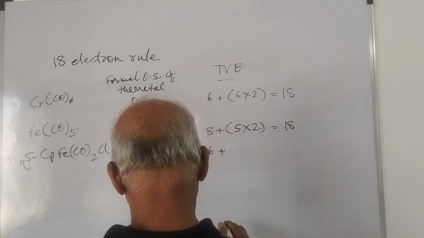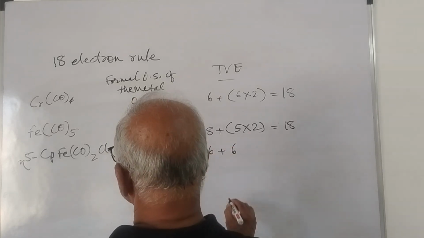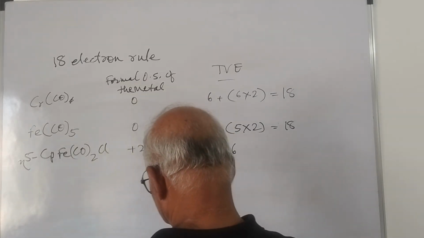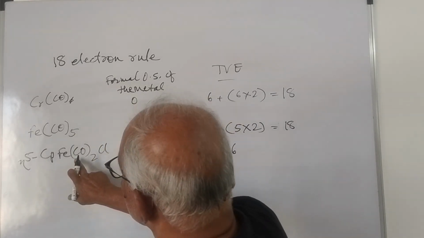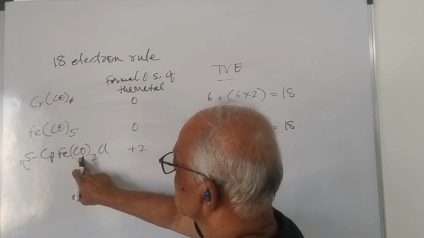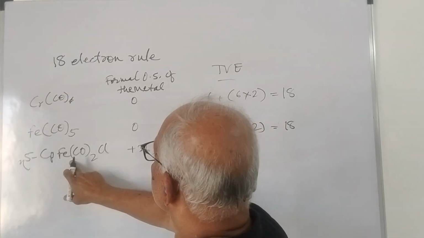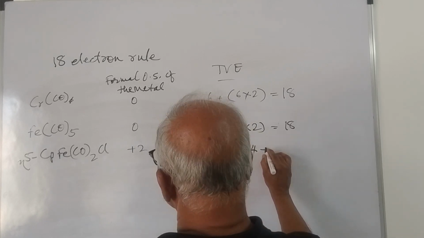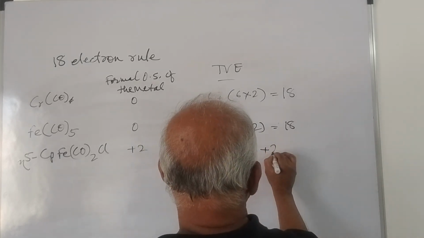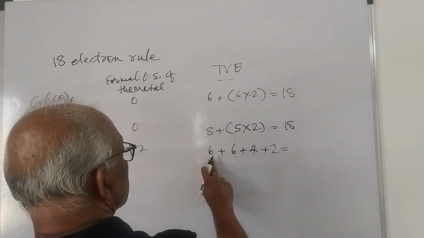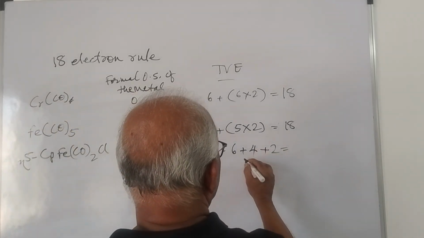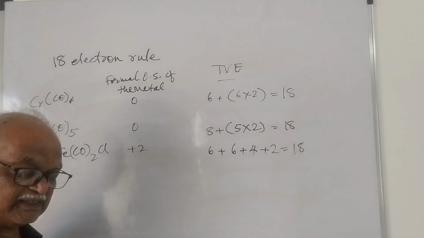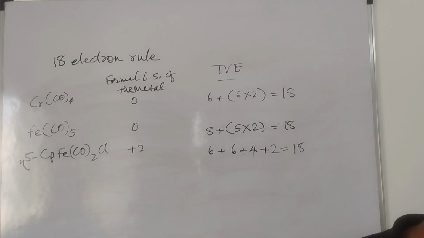This 6 is contributed by Cp. Then 6 plus 6, plus 2 carbon monoxides contribute 2 electrons each, so plus 4, and plus 2 electrons by the Cl. So the total is 6 plus 6 plus 4 plus 2, which means 18. So in this way total valence electrons are calculated.